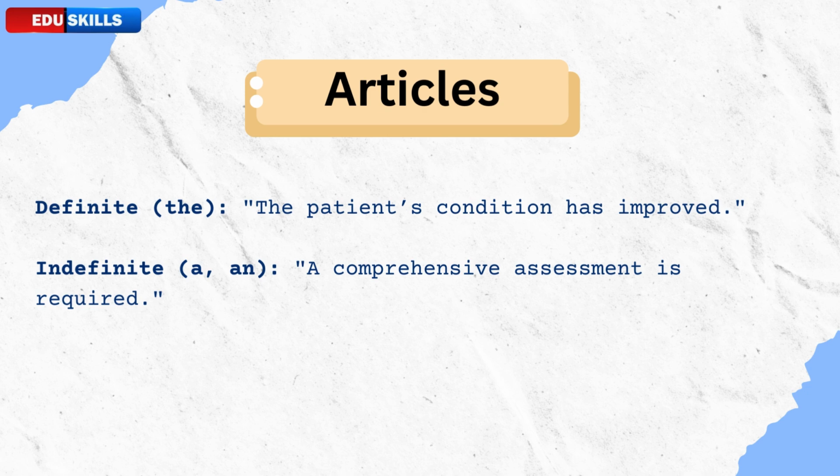Use the definite article the when referring to something specific, like the patient's condition has improved. Use indefinite articles a or an when referring to something non-specific or when introducing something for the first time, like the patient requires a comprehensive assessment. Correct use of articles can make a big difference in how clear your writing is.